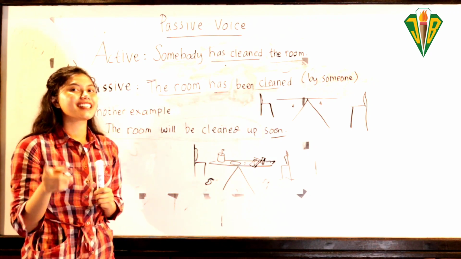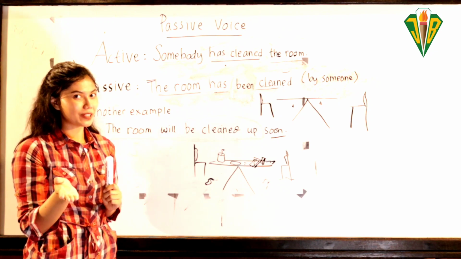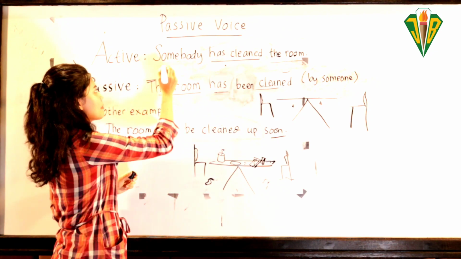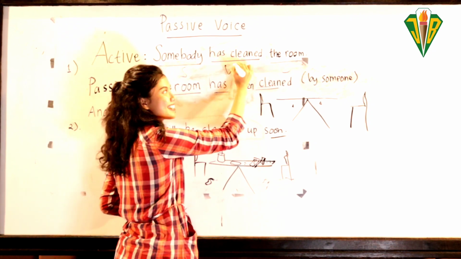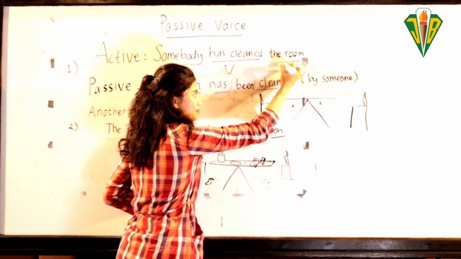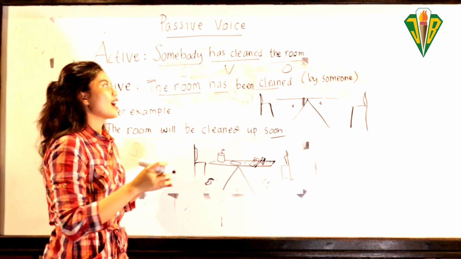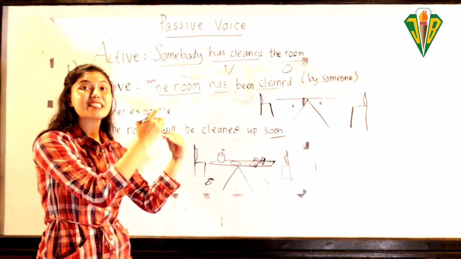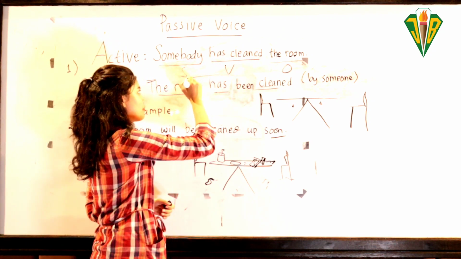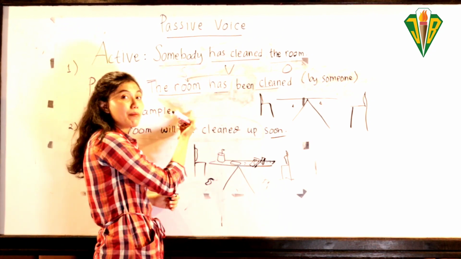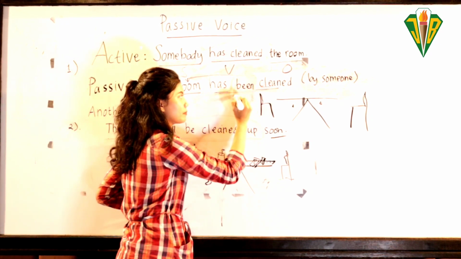Before we go further, I'll tell you which one is the subject and which one is the verb. So somebody here is of course the subject, has cleaned here is the verb, and the room is the object. When we want to mention it in passive voice, we alter it. We change the position. So the object here is moved to the front and becomes the subject. Has been cleaned here is the verb.